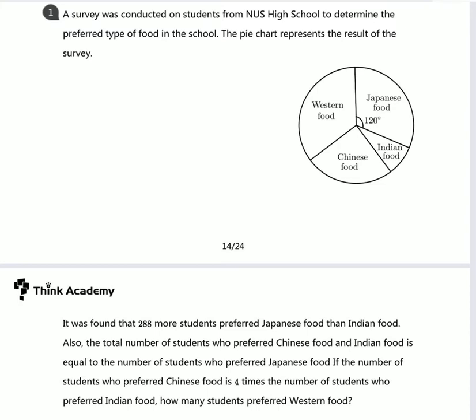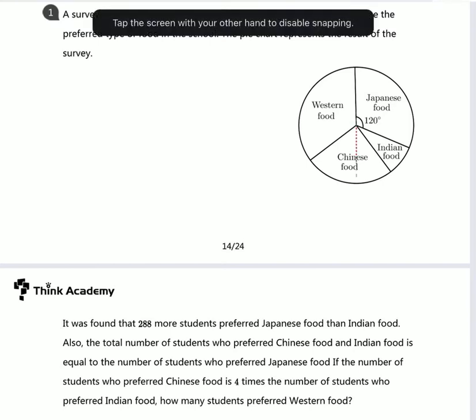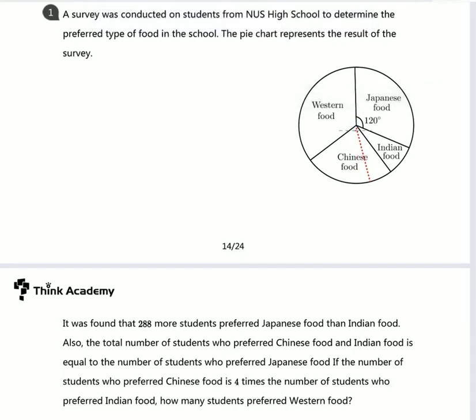So first of all, we know that the number of students who prefer Chinese food is 4 times the number of students who prefer Indian food. So we can treat Indian food as one section on the pie chart, and we can split Chinese food into 4 equal sections. So I have split it into 4 equal sections because we know Chinese food is 4 times the Indian food.